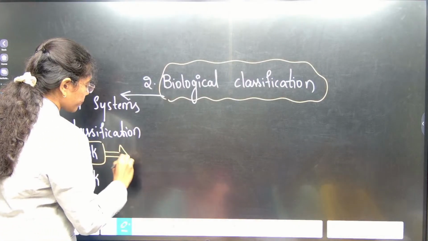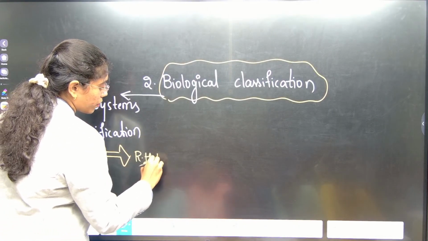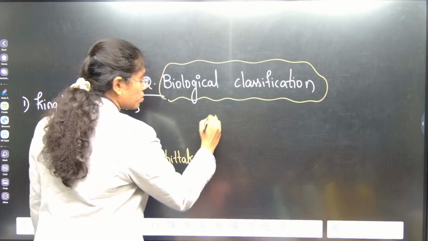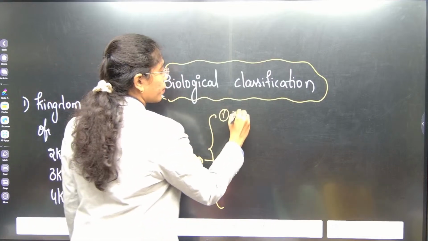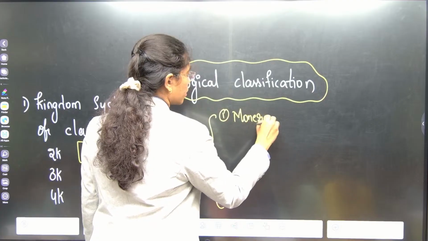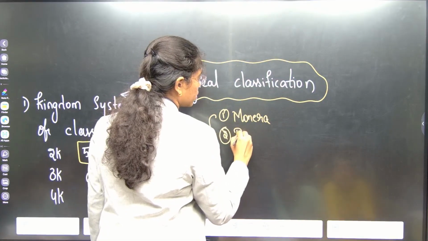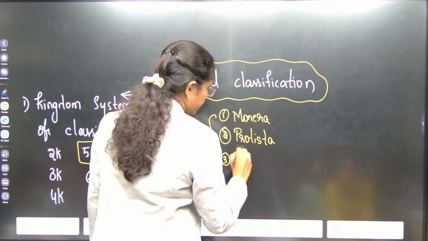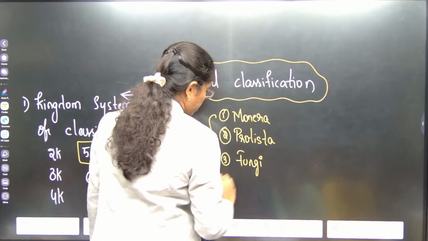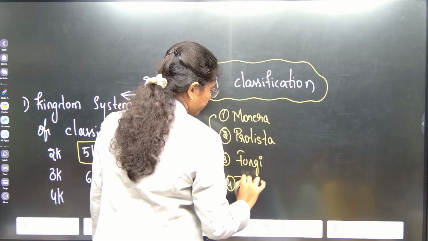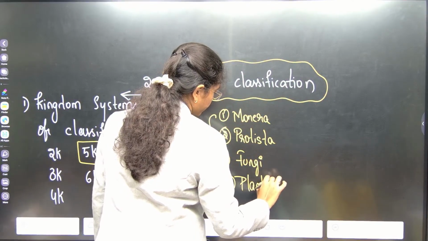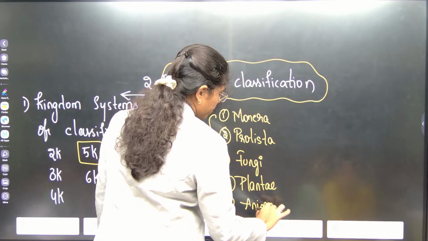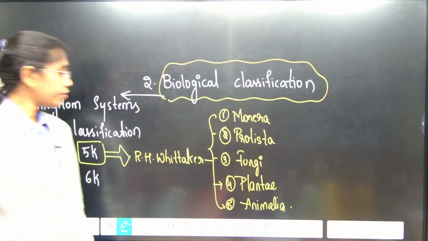by Whittaker, and those 5 kingdoms include Monera, Protista, fungi, plantae, and animalia. These are the 5 kingdoms, okay.